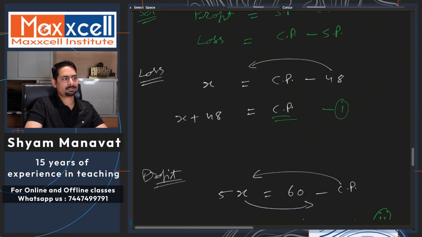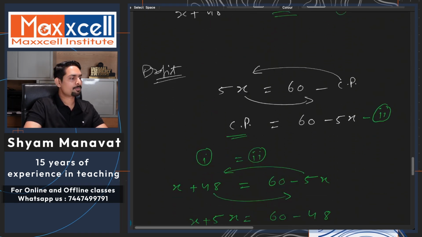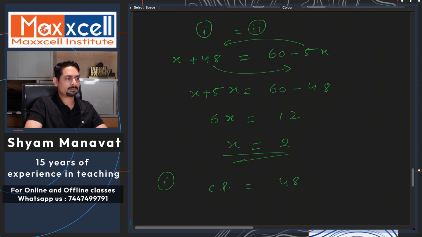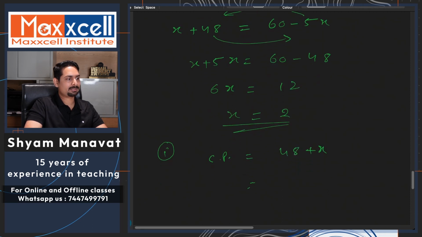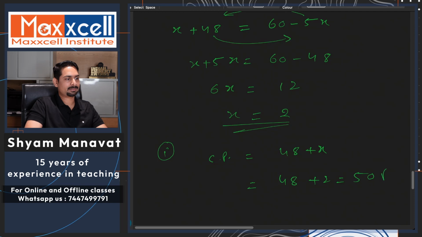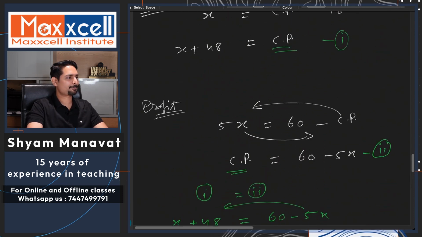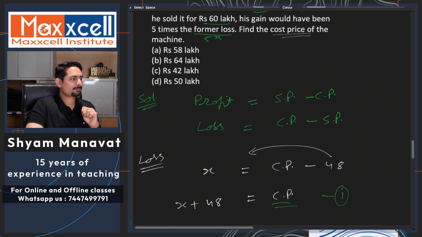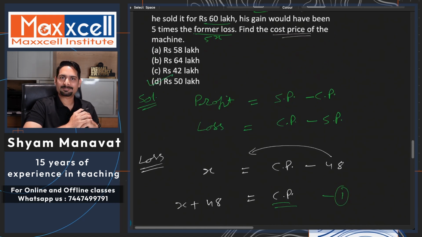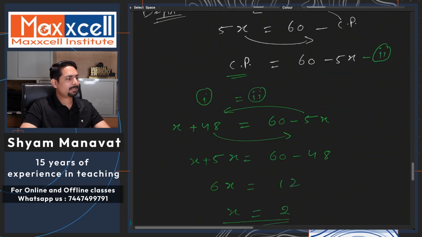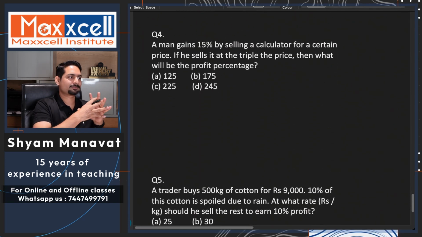So I can take equation number 1 or 2, whichever you like. I'll go by equation number 1, which says cost price equals 48 plus the loss, which is x. With this I'll get 48 plus 2, which is how much? 50 rupees. That is my answer. Cost price equals 50 rupees. Option number D. Cool. Let's see what is the next question.